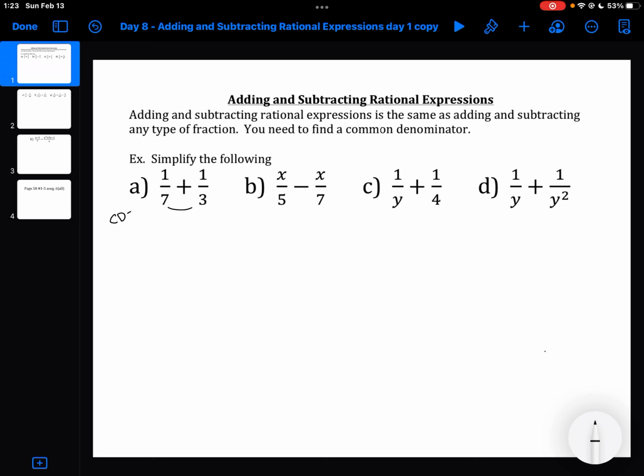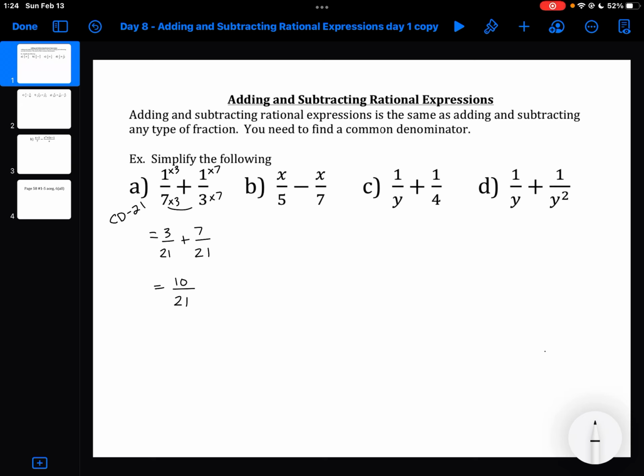So in our first example, our common denominator is 21. I'm going to multiply the left-hand fraction by 3, and then the right-hand fraction by 7, which gives me 2 equivalent fractions. And then I can add my numerators together and leave the denominator the same.